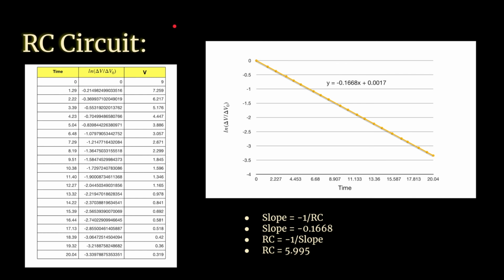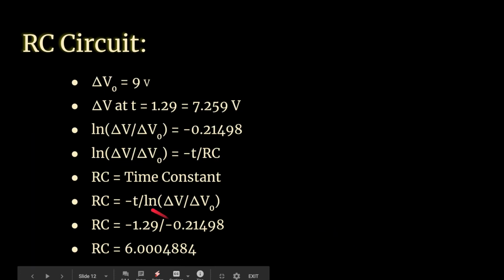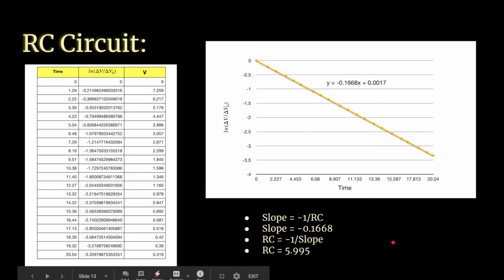Next, we have the results from our time-dependent experiment for voltage in a discharging capacitor. This chart over here shows the times from 0 to around 20 seconds, the potential differences as time went on, and the natural log of delta V divided by delta V naught, which is graphed over here against time. From the equation on the previous slide, we know that the slope of this graph is equal to negative 1 over the time constant. From our graph, the slope is equal to negative 0.1668, and the time constant is equal to 5.995, which confirms our predicted results as they are both around 6.